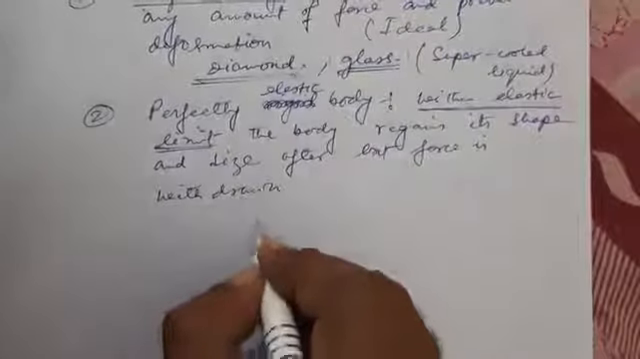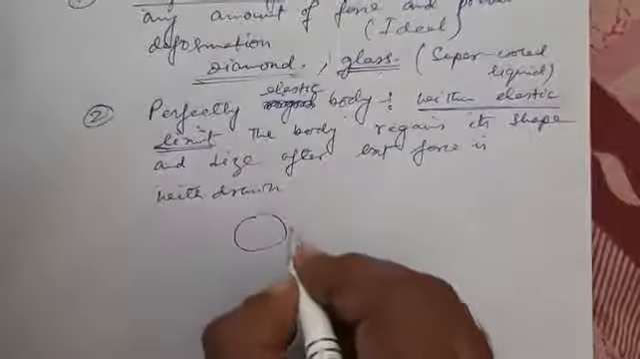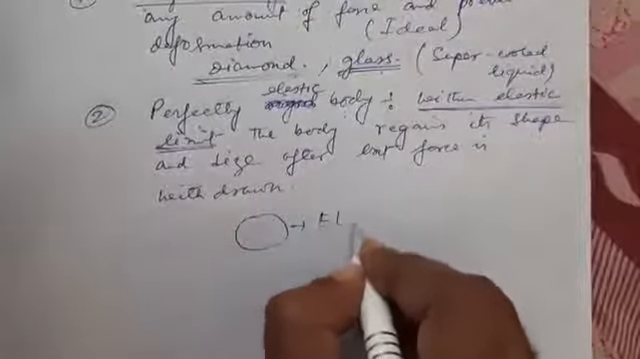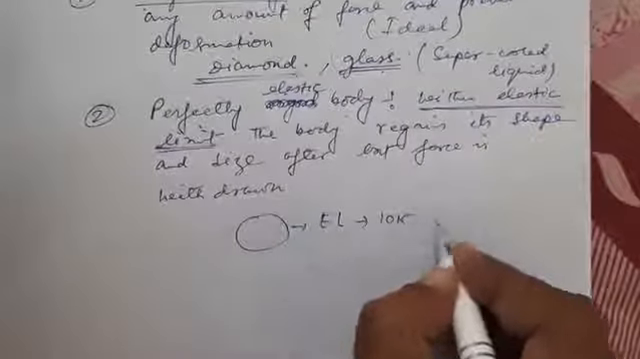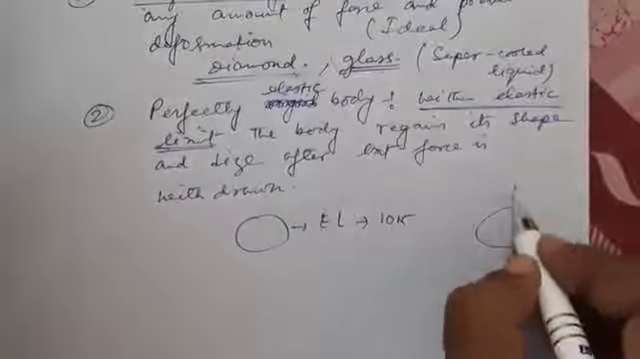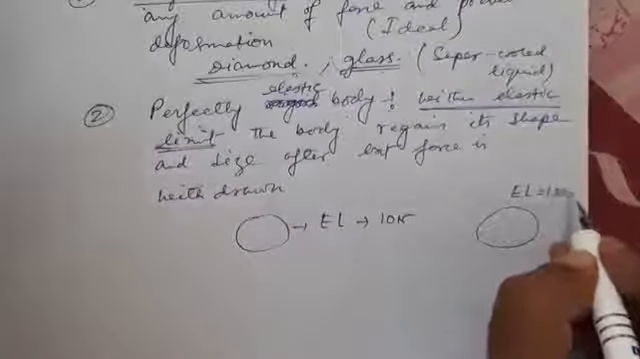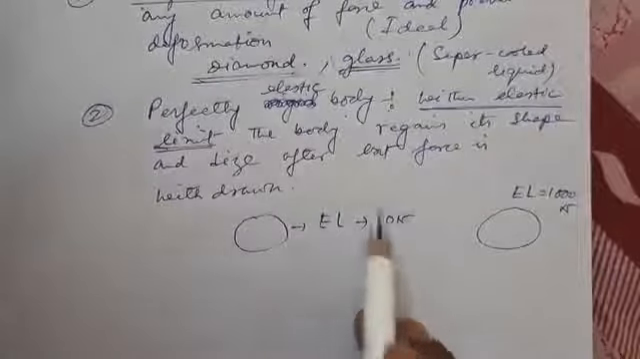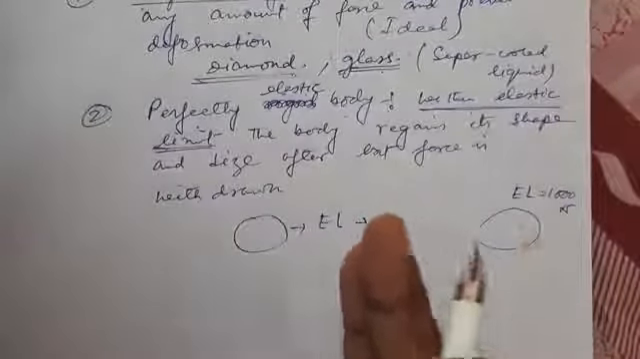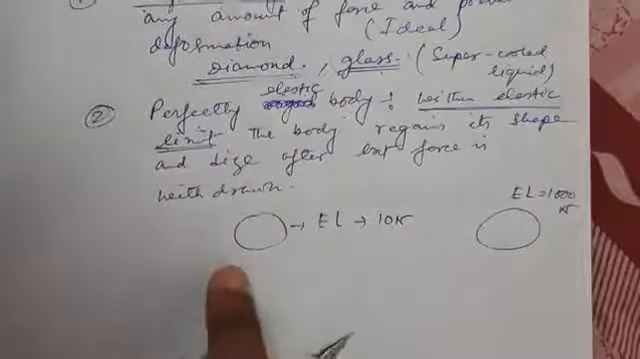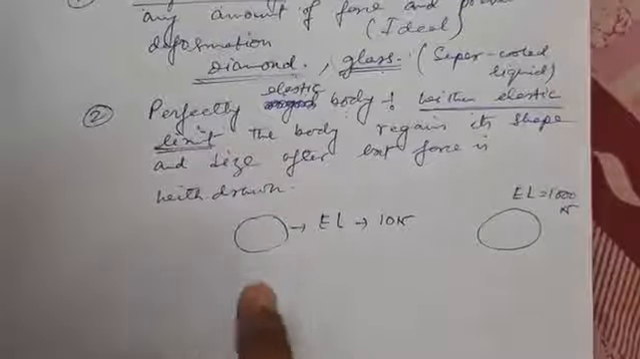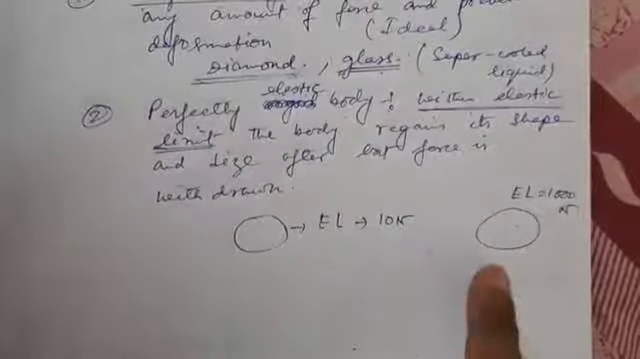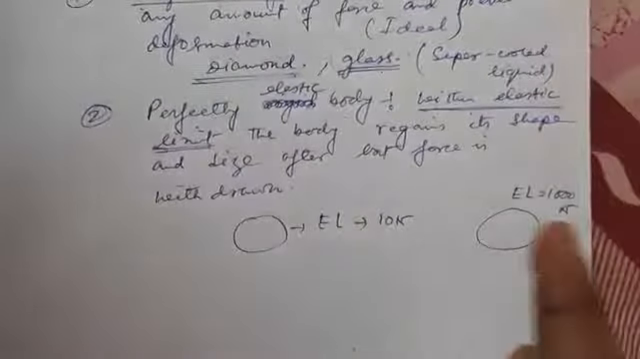If we take a very soft thing, what is its elastic limit? I can take it to be 10 newtons. Another body, a very hard body, has an elastic limit of 1000 newtons. If the external force does not cross the 10 newton limit, this body is perfectly elastic within 10 newtons. And this body is a perfectly elastic body within 1000 newtons.